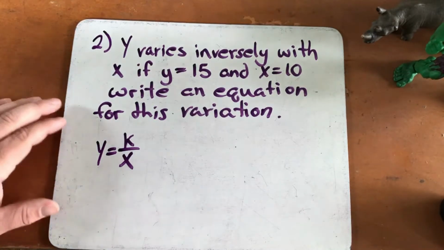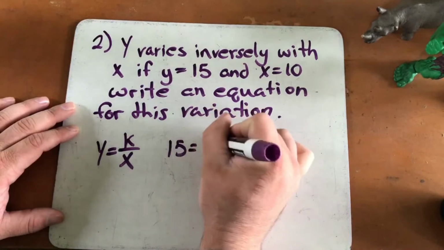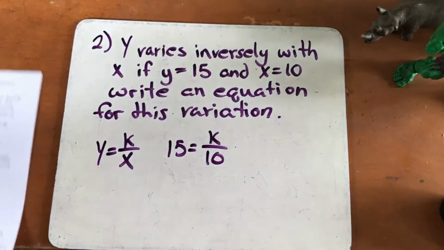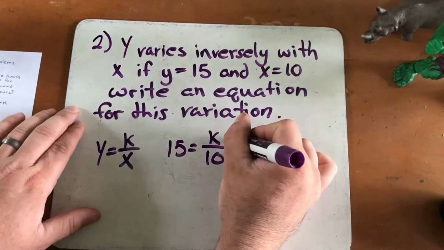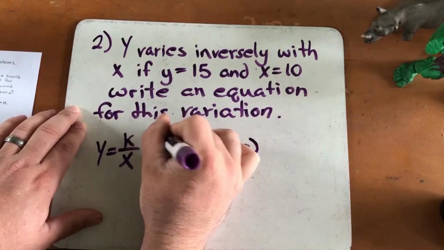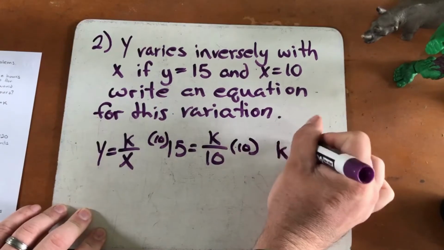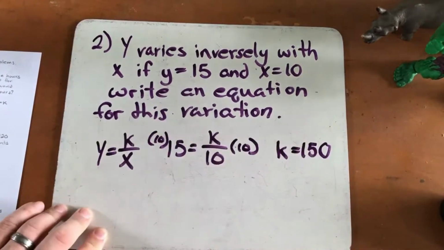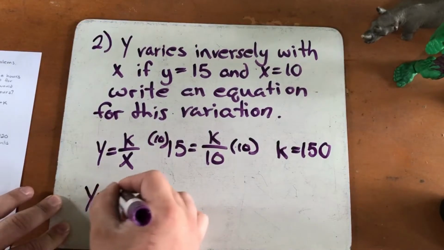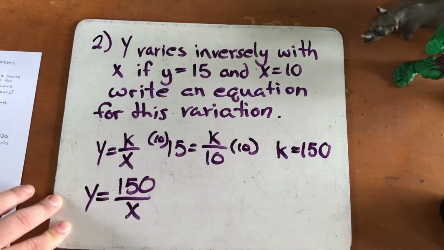That means I need to know what k is. So I plug in 15 for y and 10 for x. All I'm doing is trying to solve for k. So I'm going to multiply both sides by 10 so that k will be by itself, and I find out that k equals 150. So my constant of variation is 150. If I write the equation for this, it's y equals 150 over x.